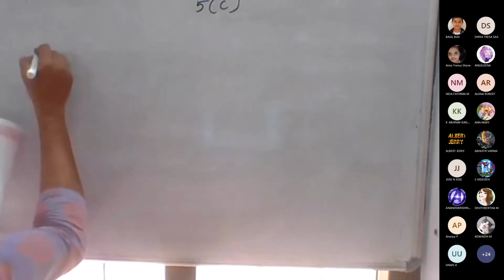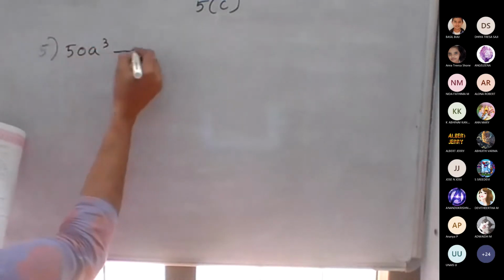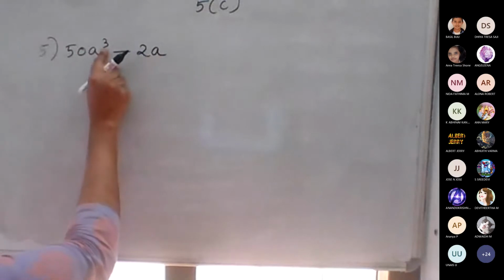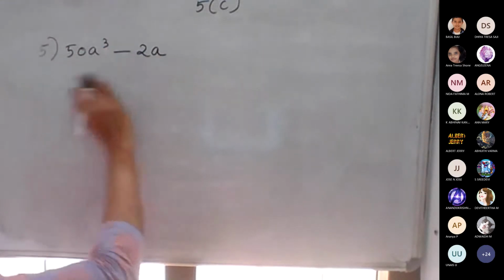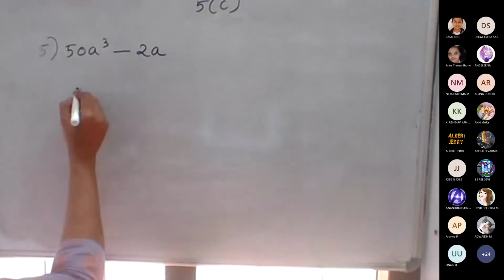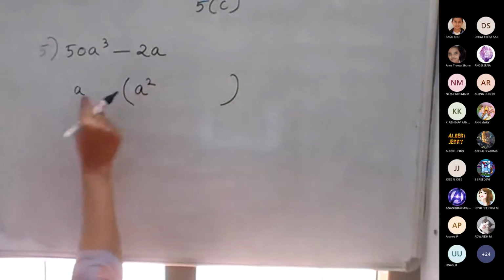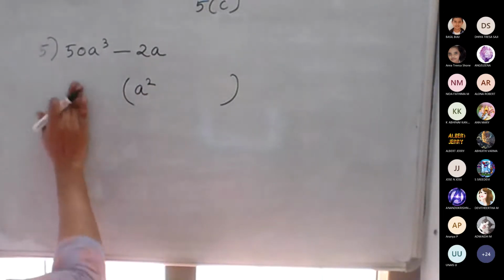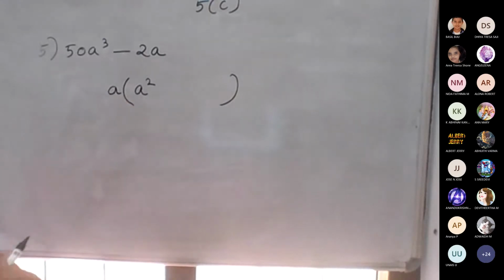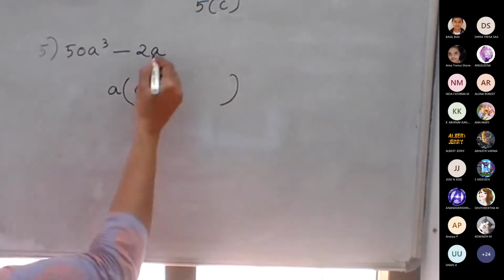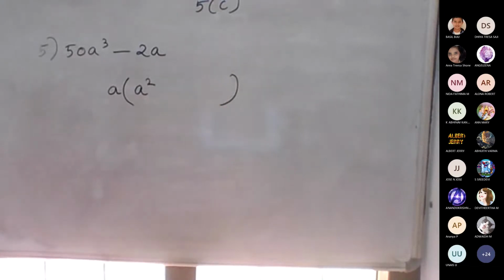50a cube minus 2a. If we have a square, then only we can do it. So don't think about the remaining thing. First we can think about that: a square we want. If we take a common, then a into a square will be there, no? So that part is okay. The next is 50. We don't want 50. So what do we have to do? 2 also we don't want.